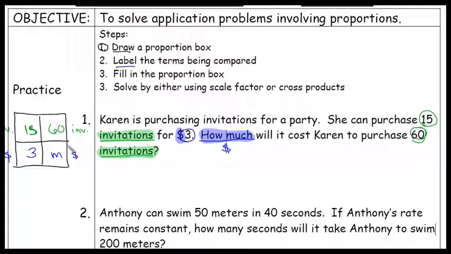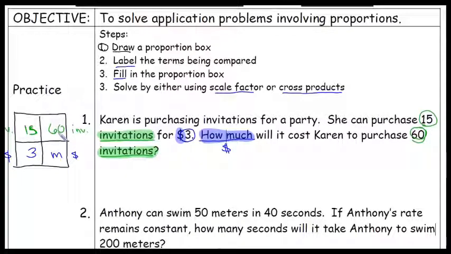Now that we have filled in the proportion box, we're going to solve it by either using a scale factor or cross multiplying, doing cross products. In this case, do you know of a way that I can use a scale factor? Is there a number that I can multiply 15 by to give me a 60?